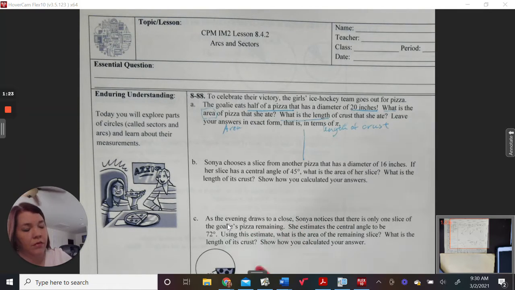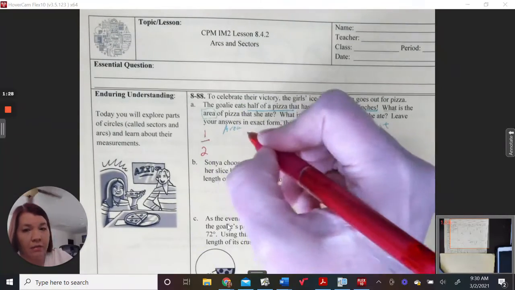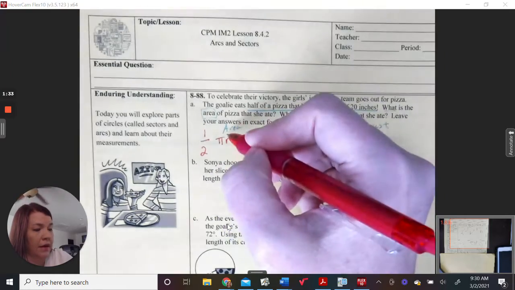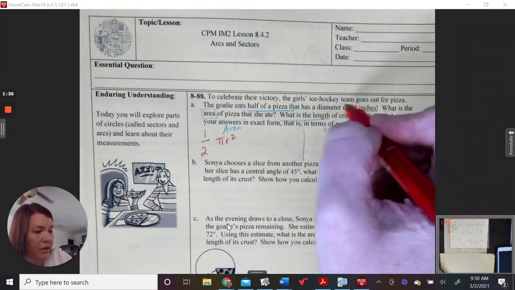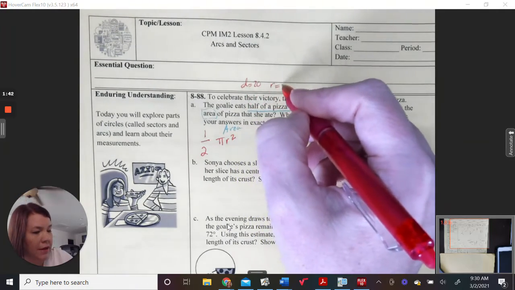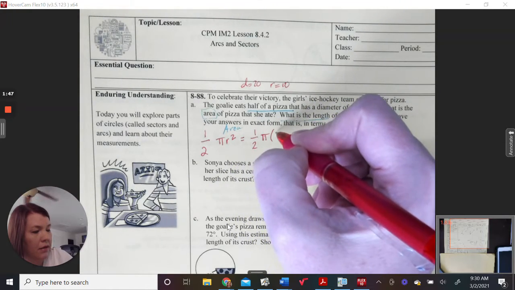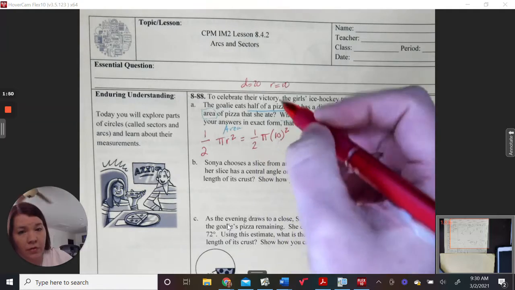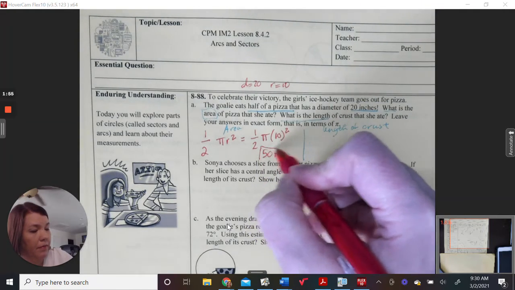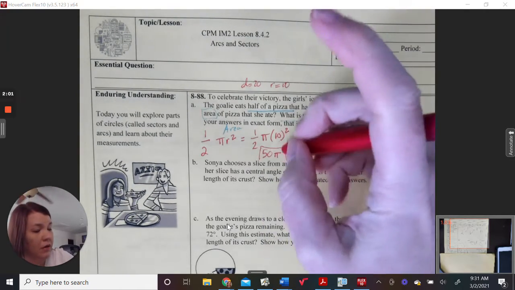So for area, we'll use this. Since it's half the pizza, we're going to do half of the area of a circle, which is pi r squared. In this case, we have a diameter. D is 20, which means r is 10. So the area is going to be 1/2 pi times 10 squared, which is 100. Half of 100 is 50, so this is 50 pi. So that's the area in exact form, 50 pi inches squared.